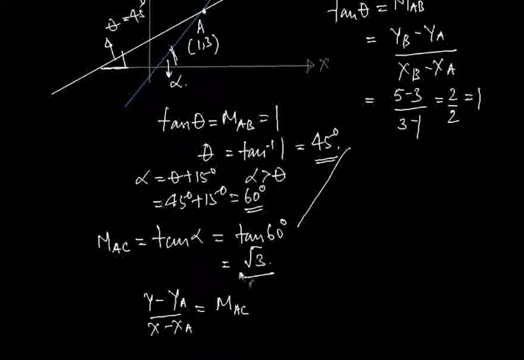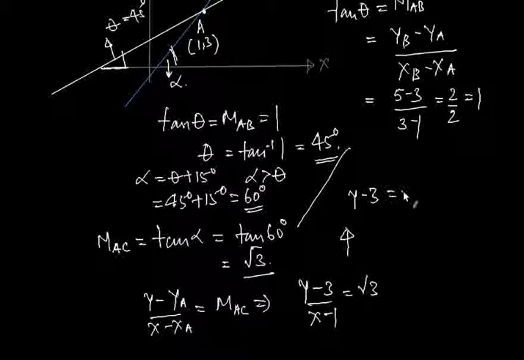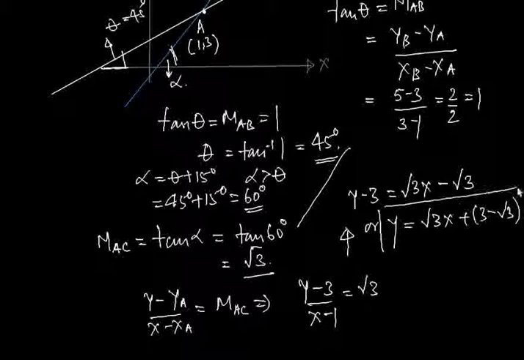So (y minus 3) divided by (x minus 1) is going to be equal to root 3, which means that y minus 3 is equal to root 3 x minus root 3, or y is equal to root 3 x plus 3 minus root 3. So this will be the equation of the line AC. So that was the question, and that's how it's done.